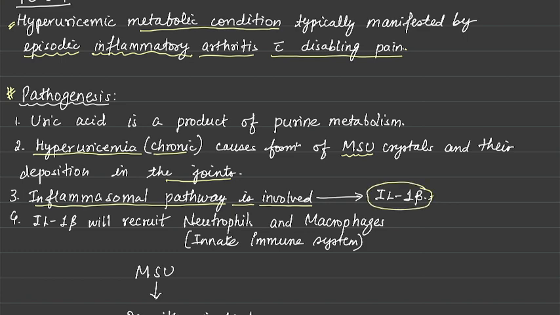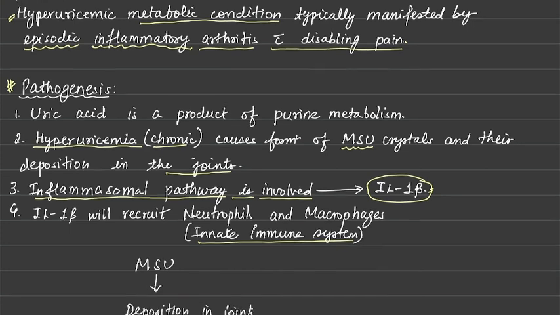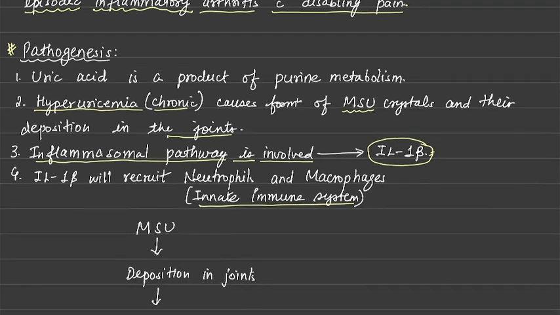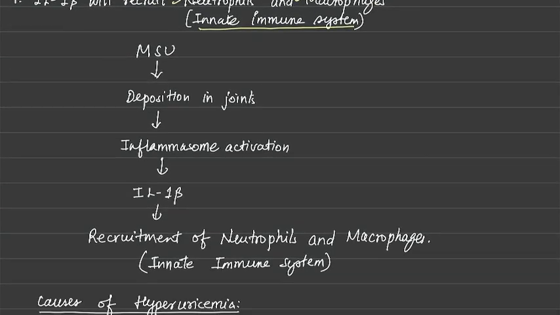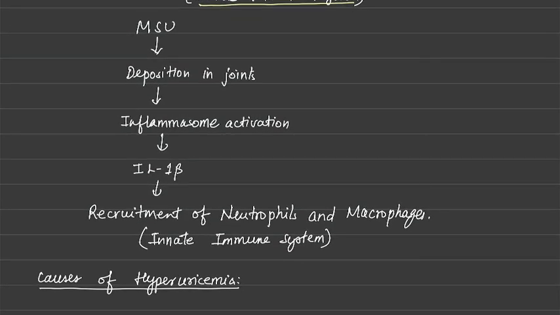Interleukin 1 beta will recruit innate immune system cells, inflammatory cells, that is neutrophils and macrophages. Right, the innate immune system is involved. So there will be no plasma cell involved, no antibody formation. So there is no specific antibody that can be tested for gout. So basically, it is inflammation which is mediated by neutrophils and macrophages. Right. In the form of a flowchart, we can discuss it. We can understand it like that.